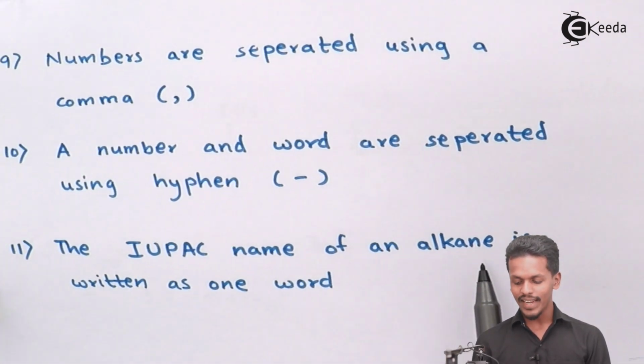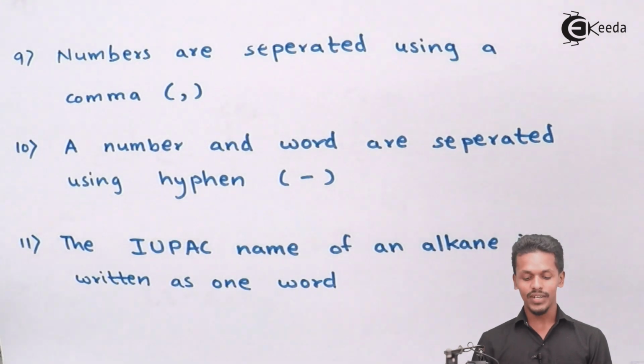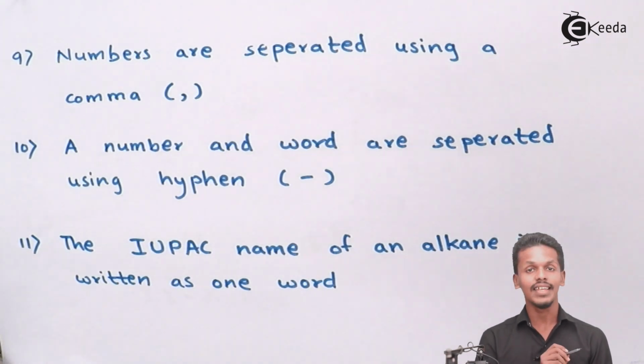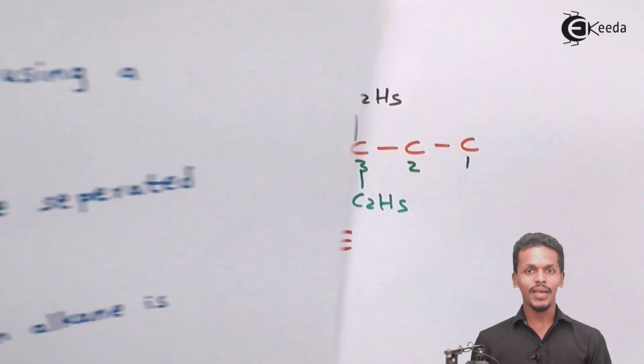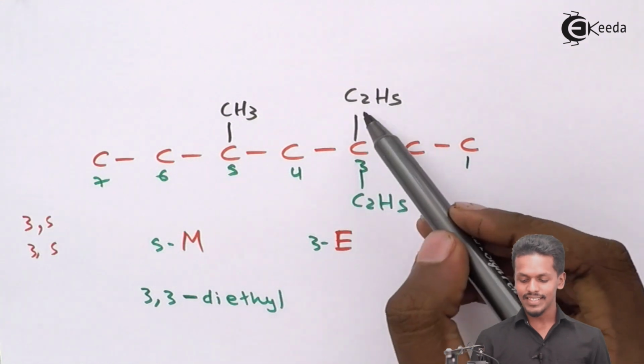The IUPAC name of an alkane is written as one word only. So for that, let me explain this with the same example.